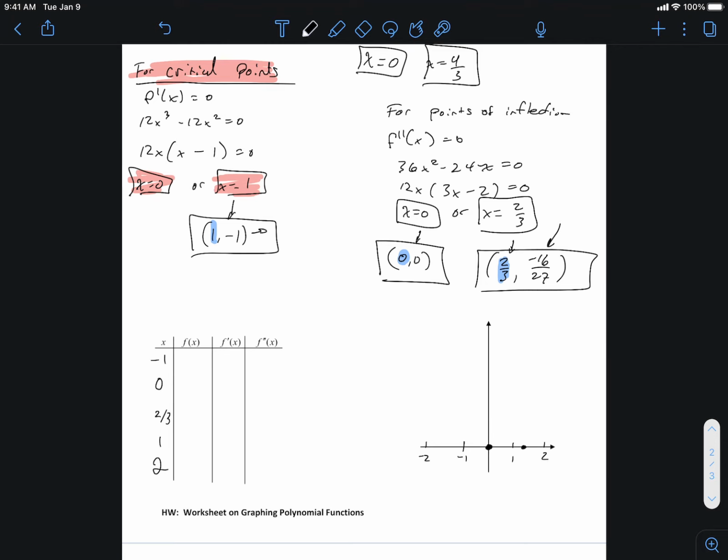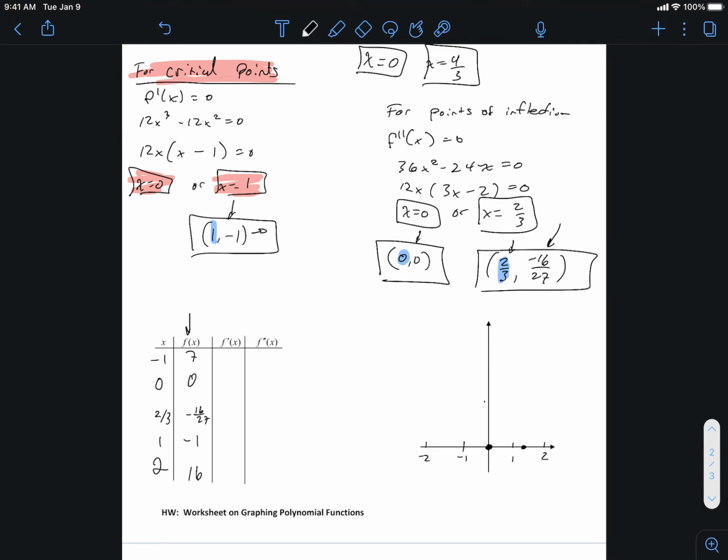If I plug these values into the original function, I would see that if I plugged in -1, I'd get 7. If I plugged in 0, I'd get 0. 2/3 would give me -16/27. We've already seen most of this, -1 and then 16. So we have a series of points, and we could plot these and get an idea as to what the graph is doing. We could say, okay, -1 and 7.